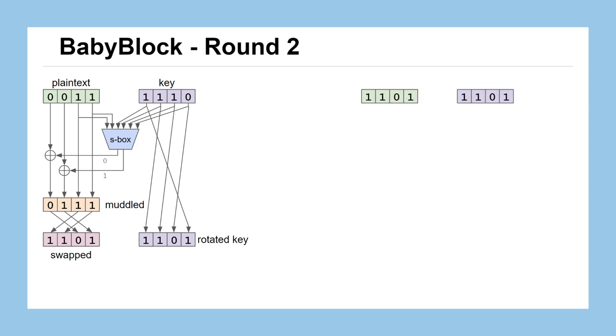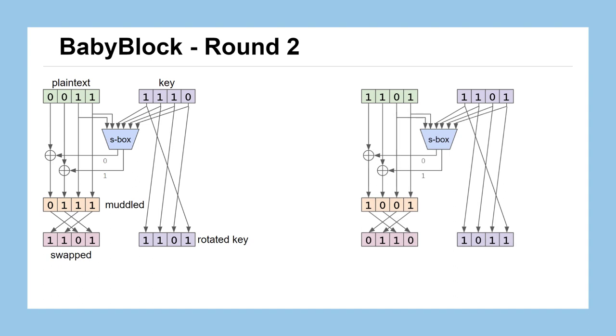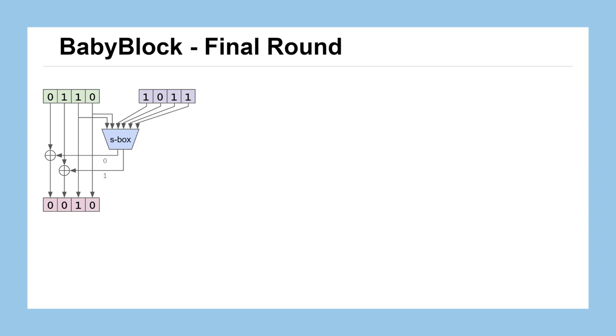And if we take those two boxes there, our swapped box in red on the left and our rotated key on the right, they now become the inputs for another round of the exact same set of operations. So we'll take the right half of our new message block, 0 and 1, feed that into the S-box with our rotated key to get two new outputs, 0 and 1 from the S-box, which we can XOR with the left half of our message block to create our new muddled block, 1001, which we swap halves. And then we rotate the key once more to get our second rotated key of 1011. We'll do this one more time. But on the last round, we don't do the swap.